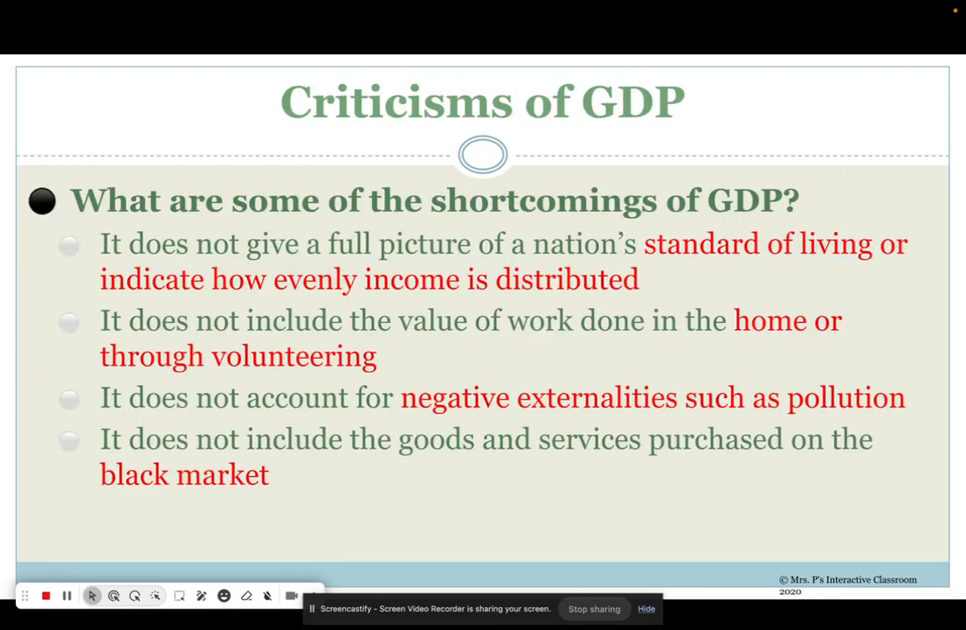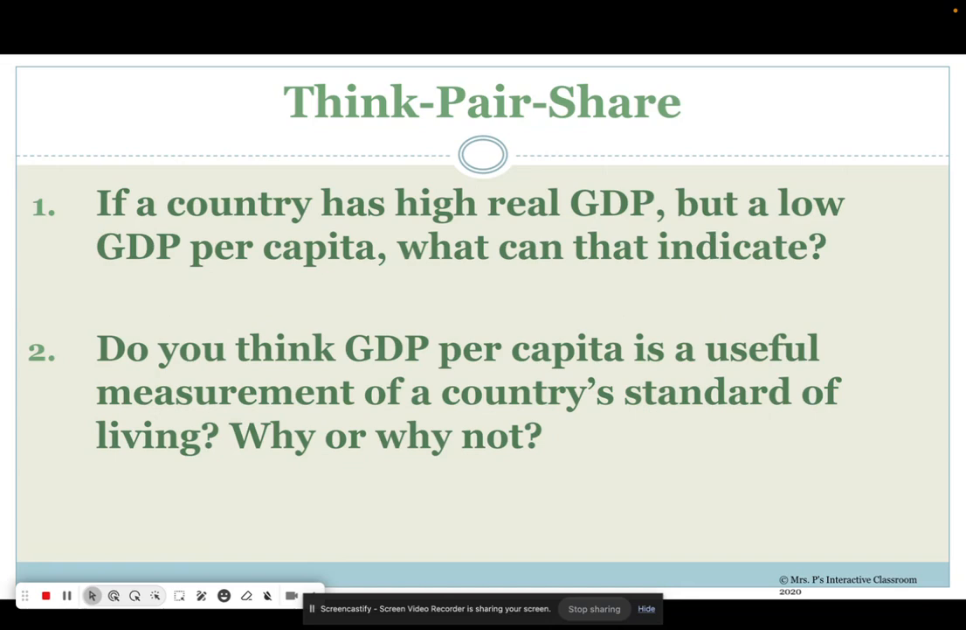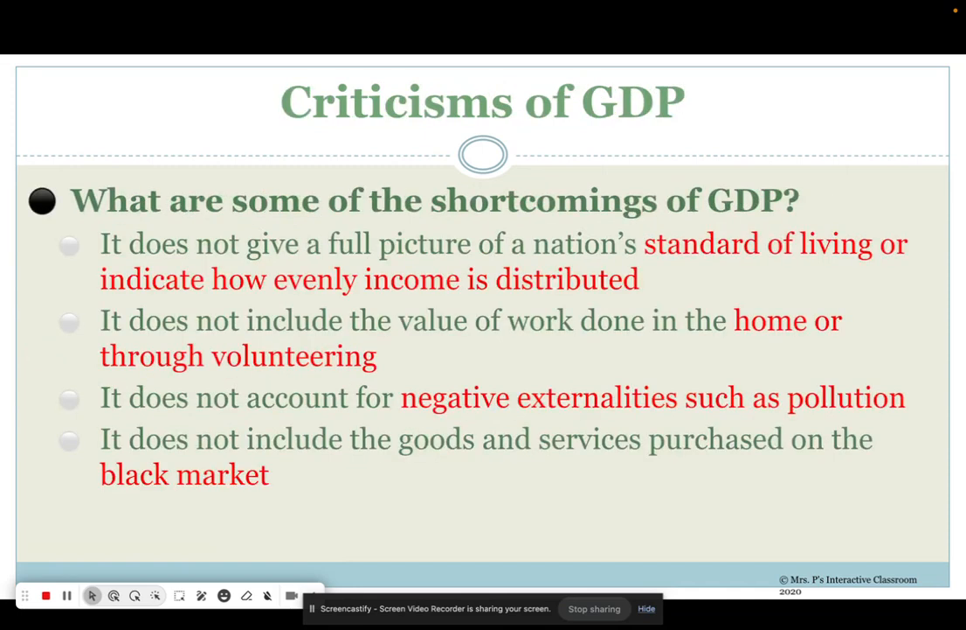So talking about some criticism of GDP, going back to those think-pair-share questions, if a country has a high real GDP but a low GDP per capita, what can that indicate? Well, typically that can indicate a pretty significant gap in the wealth of the country. And so some criticisms here in terms of the usefulness of it. It doesn't give us the full picture of a standard of living, or indicate even how evenly income is distributed. So it can be really tough to use this, especially with a country as large as the United States, and also with a country, I would say, not as recorded as the United States.